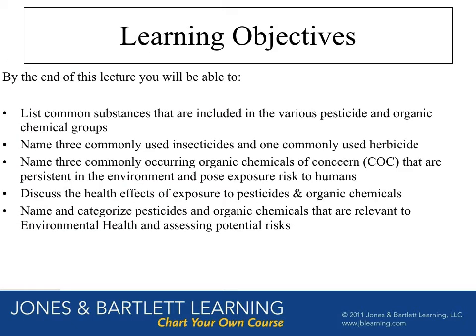So the things I'd like you to be able to do by the end of this lecture are list some common substances that are included in various pesticide and organic chemical groups, name at least 3 of the commonly used insecticides and herbicides, name some organic chemicals of concern that are persistent in the environment and pose exposure and risk to humans, discuss some of the health effects of exposure to pesticides and organic chemicals, and also be able to name and categorize pesticides and organic chemicals that are relevant to environmental health and assessing potential risks.